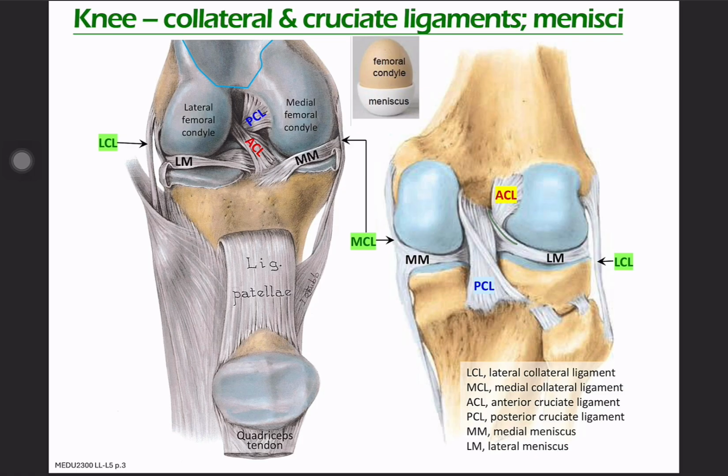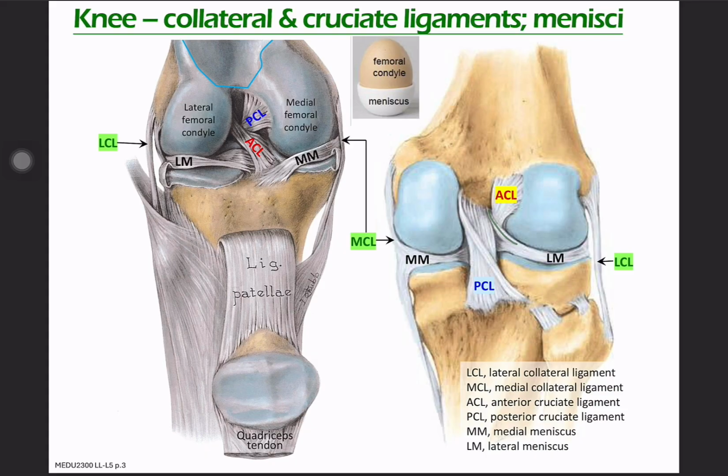Now let's discuss the soft tissues in the knee joint. We have the collateral ligaments, cruciate ligaments, and menisci. First, collateral ligaments. This is the lateral collateral ligament, and also here we have the medial collateral ligament. And inside the joint capsule, we have the ACL, which is the anterior cruciate ligament, as well as the posterior cruciate ligament.